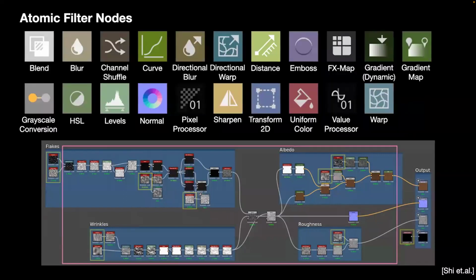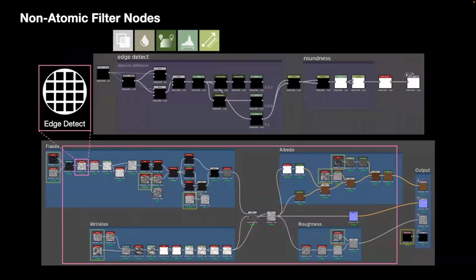And then the other nodes could be either atomic filter nodes that do some kind of conversion, right? Like some blur, warping, blending, change the color and things like that. And then you have non-atomic filter nodes that combine things and do some computation, like this edge detection. And this one can be very complicated. Like this edge detection, it's made of these small nodes. And so this is a big graph here, okay?